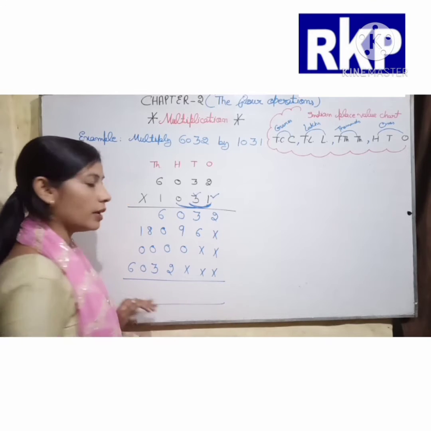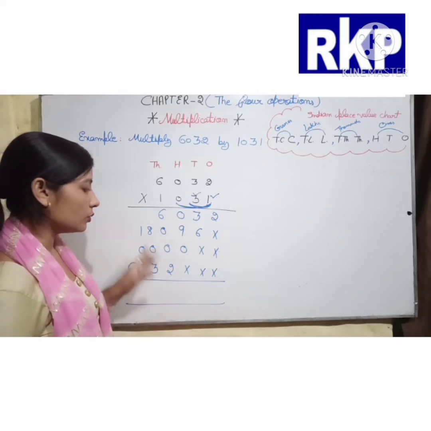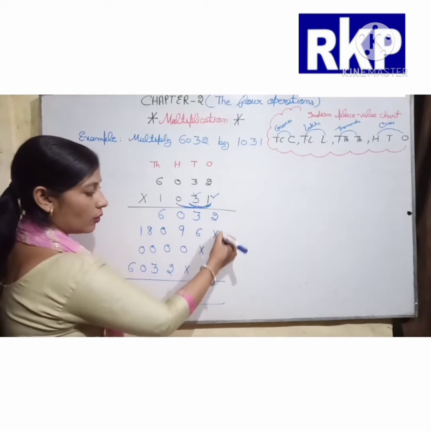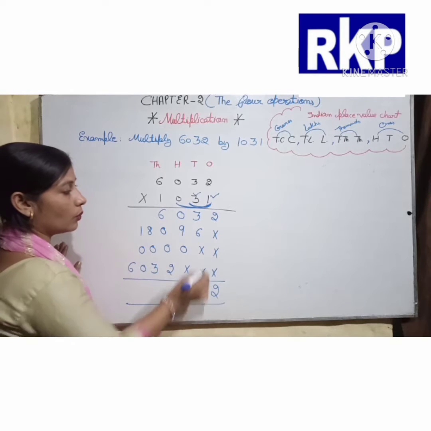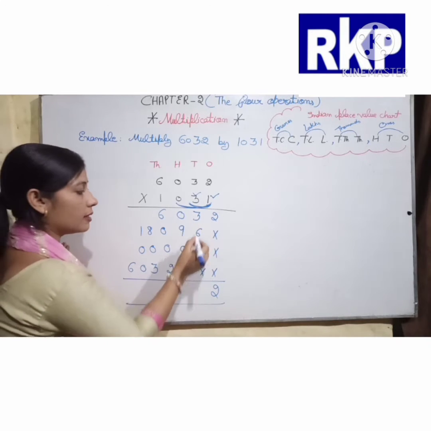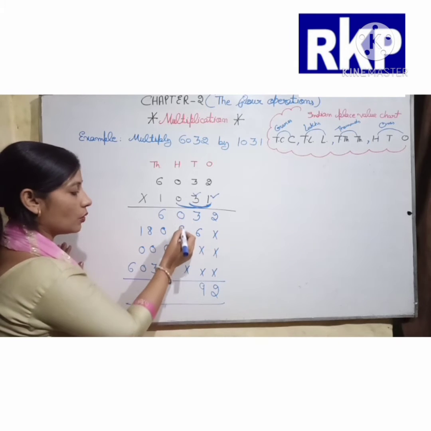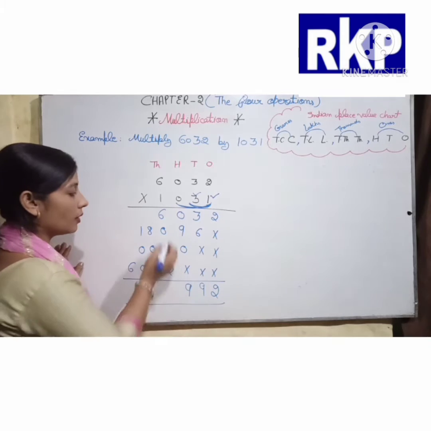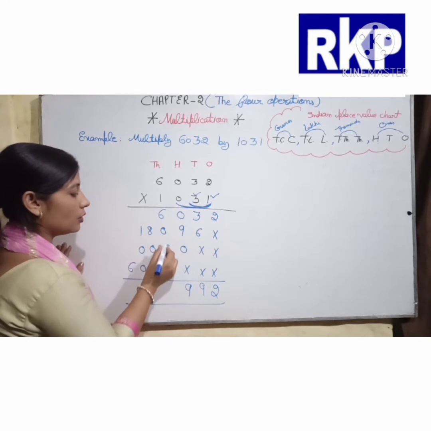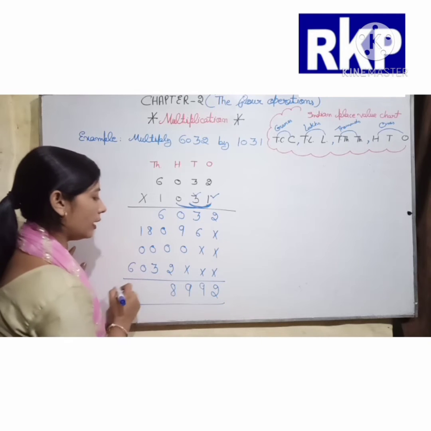And now beta, we have to add these according to column. Here we have only 2 in this column, so here we write only 2. In this we have 3 and 6. 3 and 6 will be 9. Here 0, 9, 0, so here we will get 9. Here 6, then 0, 0 and 2. So 6 and 2 will be 8.